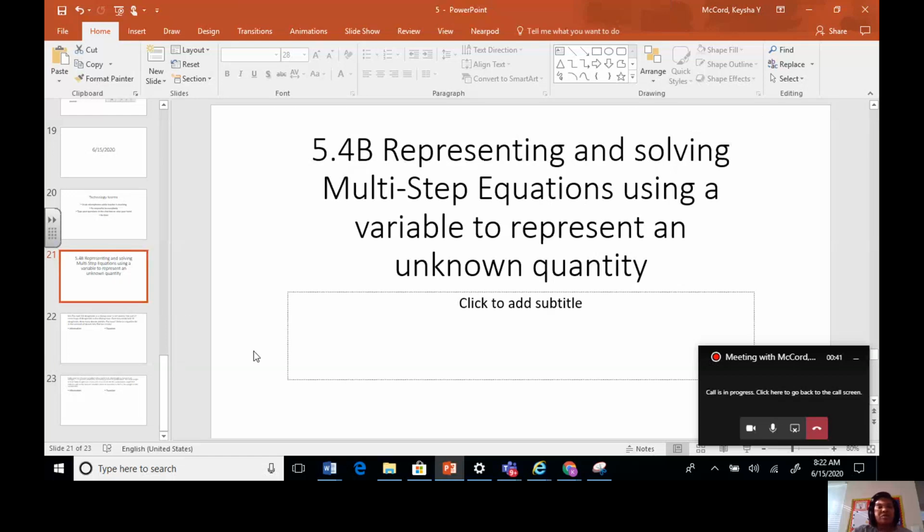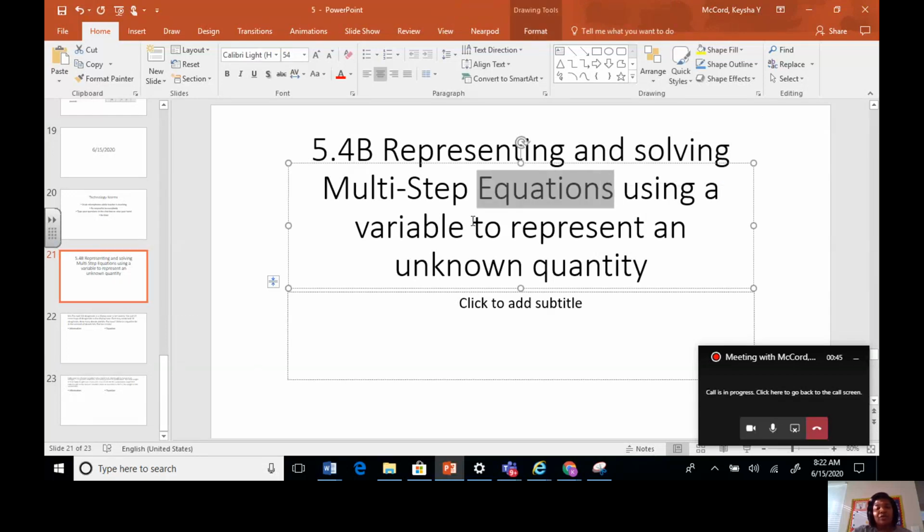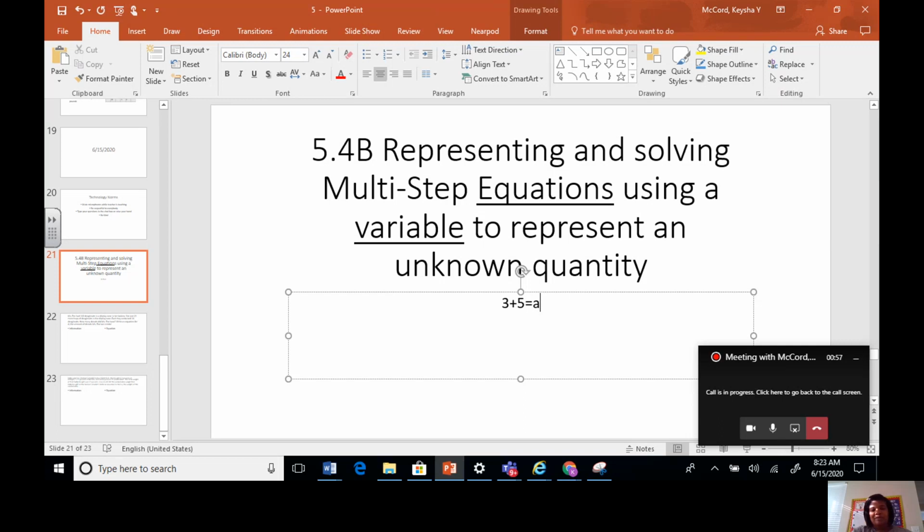So before we get started, we're going to identify what an equation is and what a variable is, okay? These are two vocabulary words that are very important to our lesson. So we're going to start off real simple. I'm going to write an equation 3 plus 5 equals A. So let's say Maria has 3 apples and Rachel has 5 apples. They put them in a basket. How many apples are in the basket together?